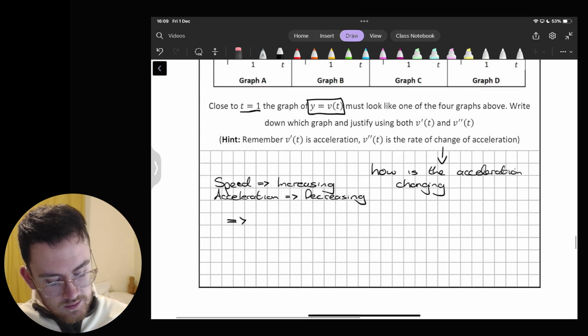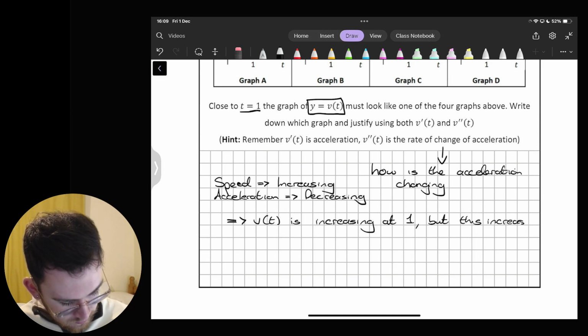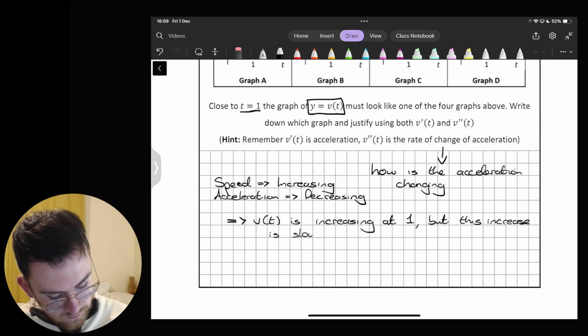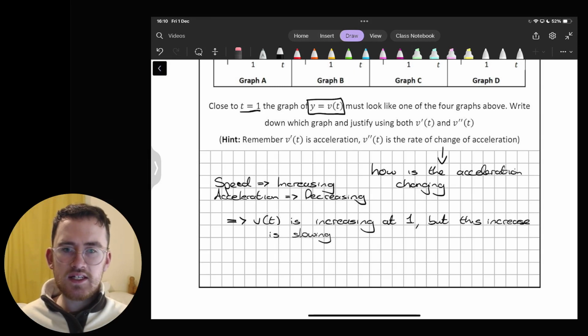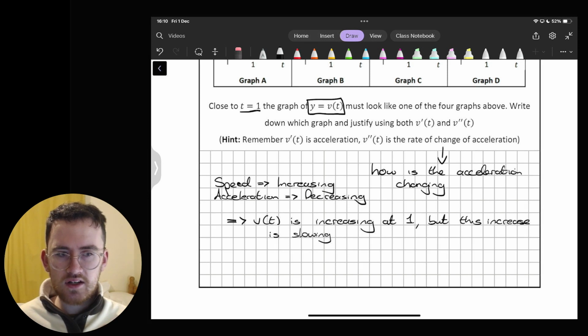So what that tells me is that the velocity is increasing at 1, but this increase is slowing. What I mean by that is the velocity, yes, is increasing at that point, but this increase is decreasing itself. If you think about it in terms of driving a car, they are accelerating, but they're stopping accelerating. They're pulling their foot off the accelerator in a way. So I am still going faster, but I'm not accelerating as quickly. I'm still increasing, but not as quickly as I was.